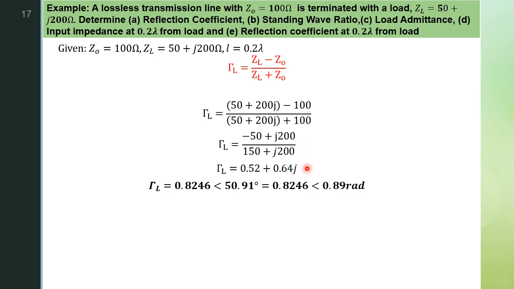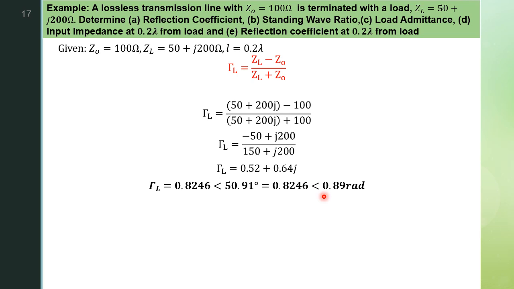And when you convert it into the polar form, you will get it as 0.8246 angle 50.91 degree, or it is 0.8246 angle 0.89 radians. This is the value of reflection coefficient at the load.